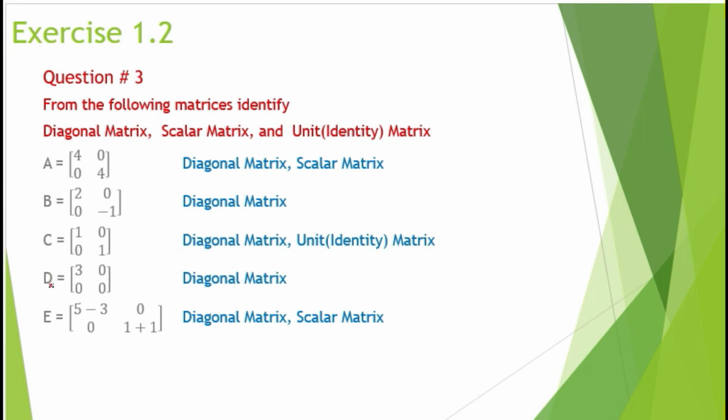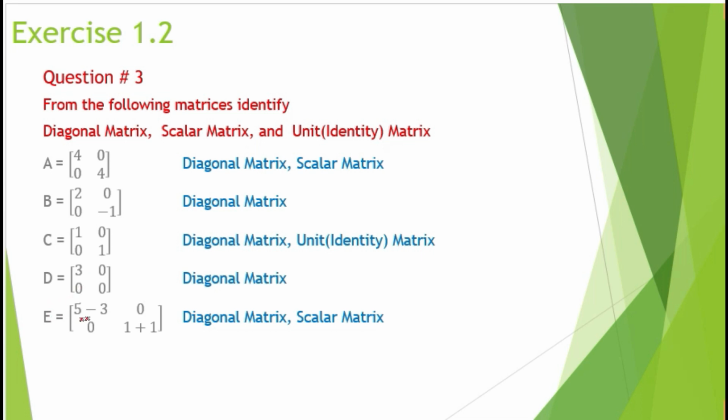So next, D is equal to 3 0 0 0. It's also a diagonal matrix because its diagonal entries are non-zero. Here one entry is 0, not both. If both entries are 0, then this matrix will become a null matrix, but here only one entry is 0, so this is a diagonal matrix.